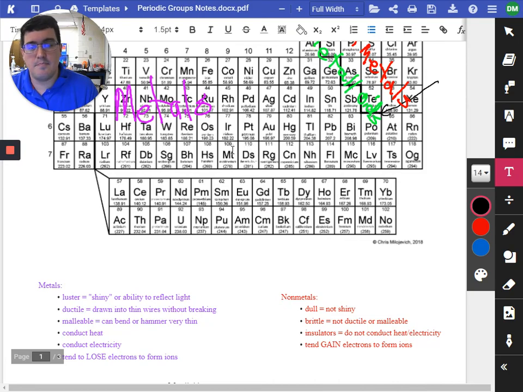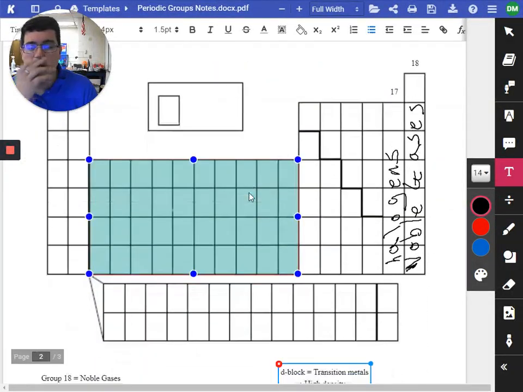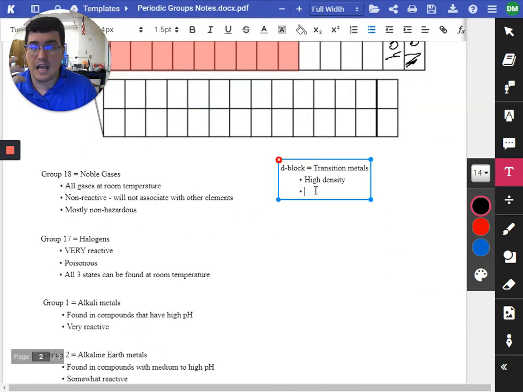The most dense element on the periodic table is iridium. It's right there in the middle of that D block, right there in the middle of the transition metals. And one of the most dense substances on Earth is an osmium-iridium alloy, where we mix these two elements together. So high-density elements here in the periodic table.